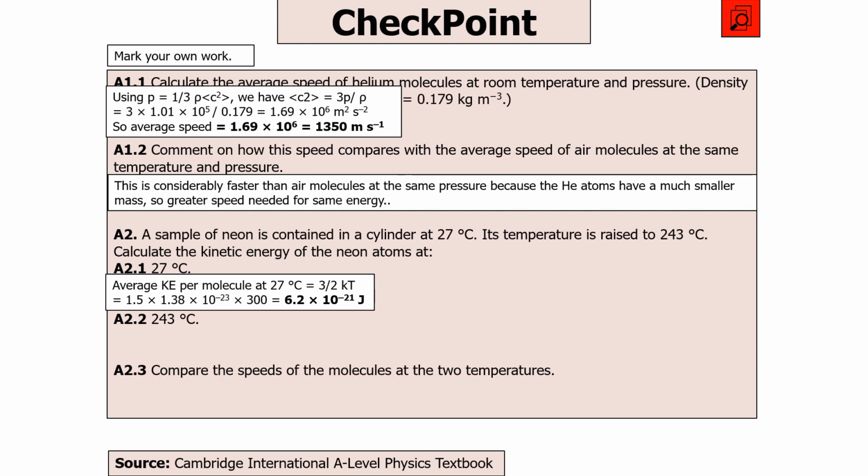Now, in this next one, we know that the kinetic energy is 3/2 kT, so we do 3/2 times k times 300, the temperature in Kelvin, so it's 6.2 times 10^-21 joules. Do the same at 243, but remember now we convert our temperature into Kelvin, so it's 1.0 times 10^-20 joules.